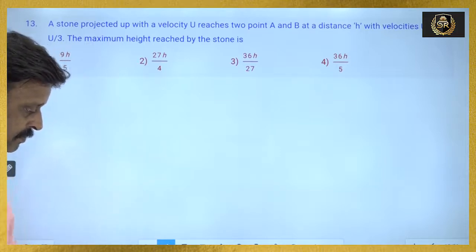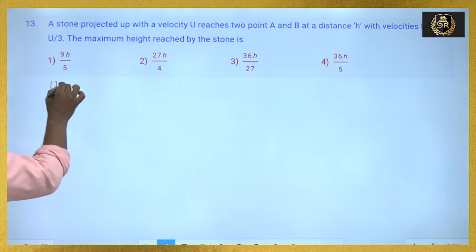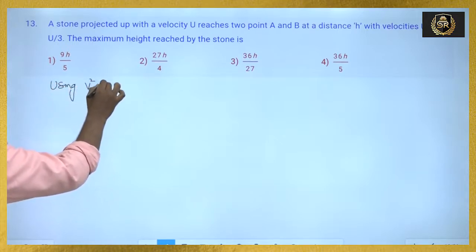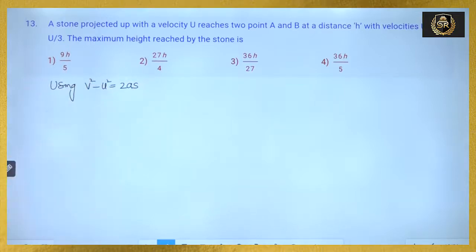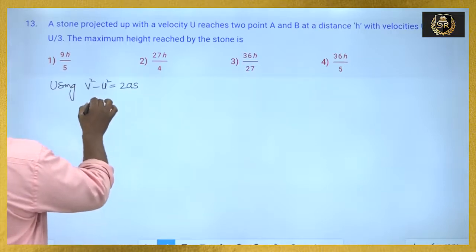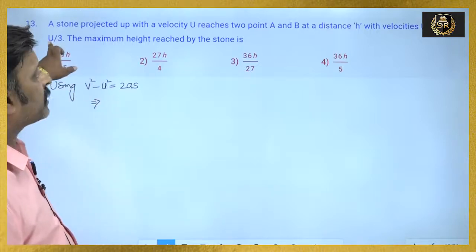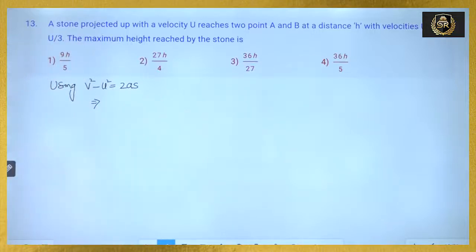See here, using v square minus u square is equal to 2as. What are the final and initial velocities? Final velocity is given as u by 3. Initial velocity is given as u by 2.